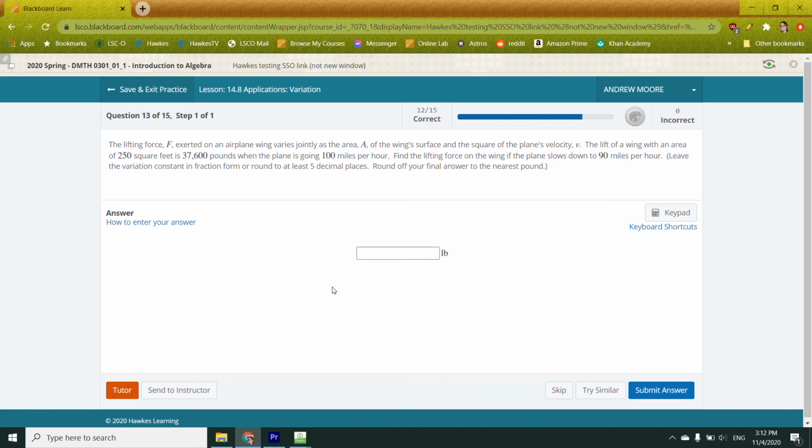The lifting force F exerted on an airplane wing varies jointly as the area, which we're going to call A, of the wing surface, and the square of the plane's velocity, which is V. The lift of a wing with an area of 250 square feet is 37,600 pounds when the plane is going 100 miles per hour. Find the lifting force on the wing if the plane slows down to 90 miles per hour. Leave the variation constant in fraction form or round to at least 5 decimal places. Round off your answer to the nearest pound.